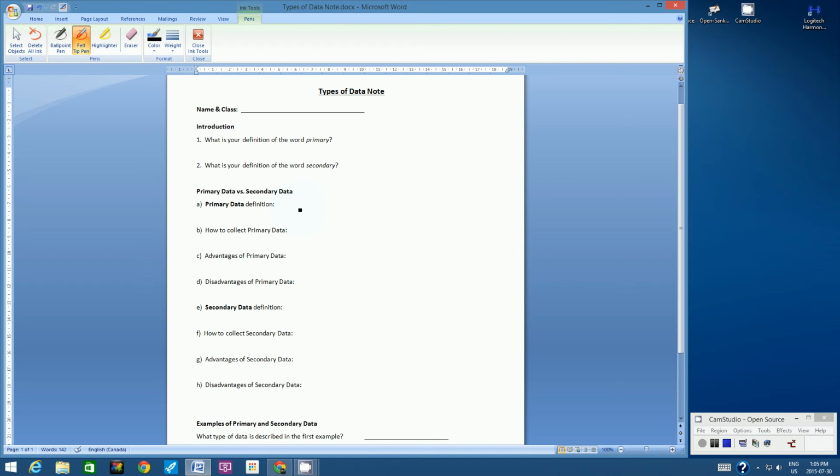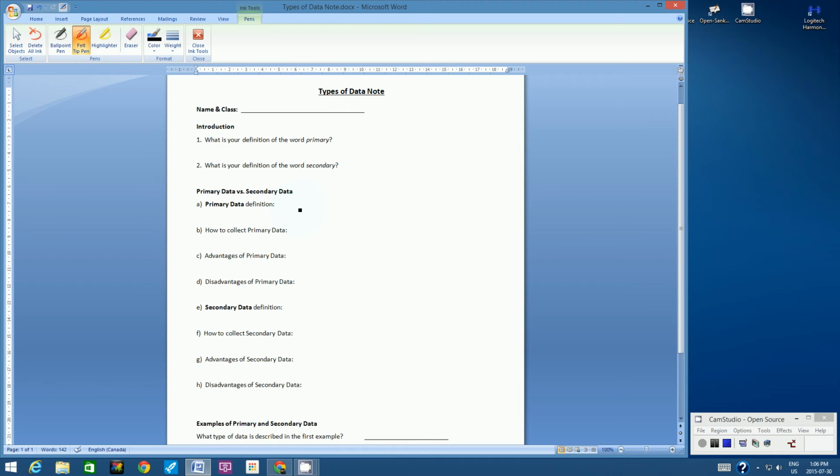Let's go to the next section, letter B, how to collect primary data. Well, primary data comes from conducting interviews or questionnaires or surveys, experiments, and observations. Now remember, we are collecting the data ourselves. So we have to go and talk to people, observe people, okay, survey them.